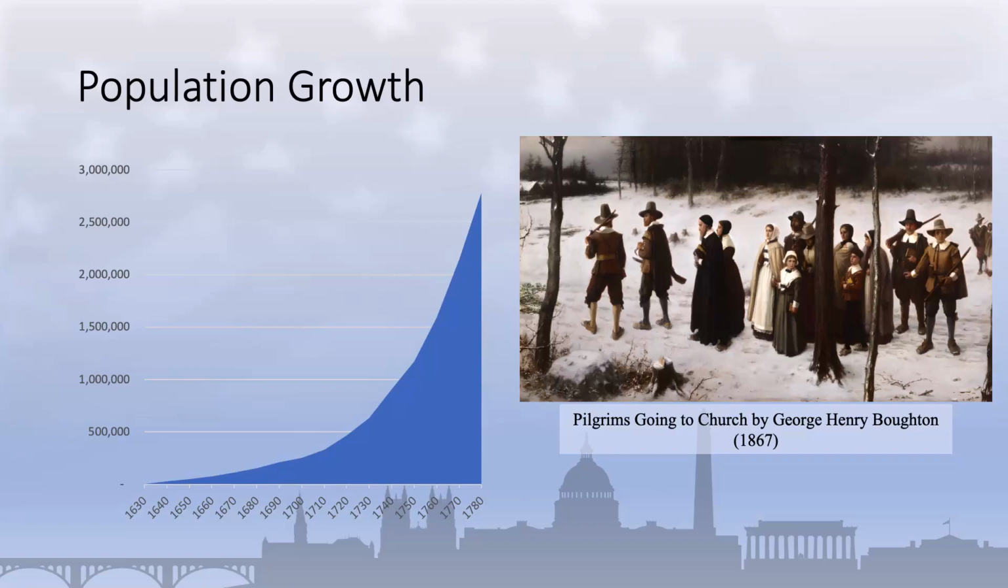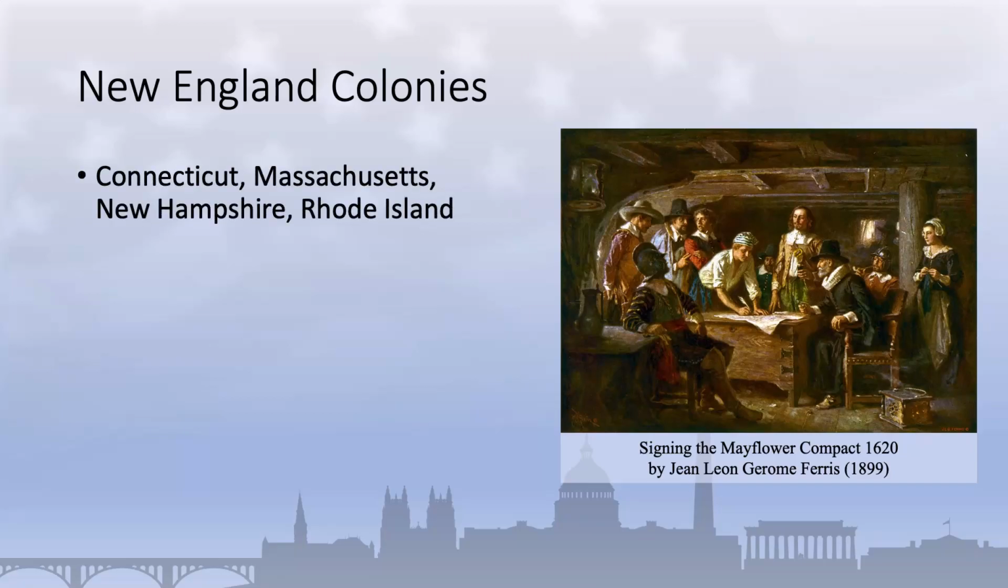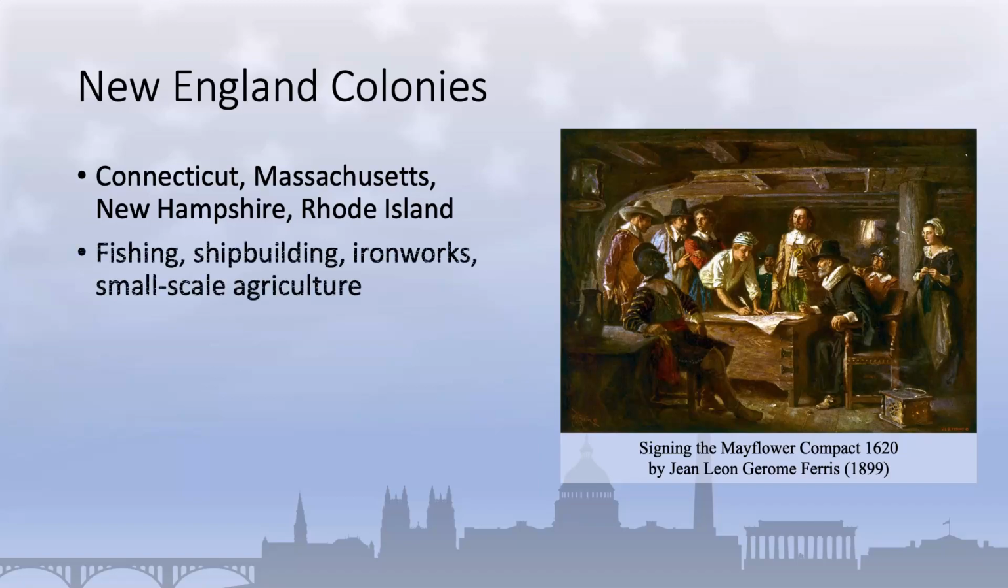This increase in settler population included large numbers of enslaved persons, particularly in the southern colonies, and enslaved persons accounted for more than 40% of the population of states like South Carolina, Georgia, and Virginia at independence. Sharp regional differences existed between the colonies. The economies of the northern or New England colonies like Massachusetts, Rhode Island, and Connecticut were largely focused on fishing, shipbuilding, and ironworks, as well as small-scale subsistence agriculture.